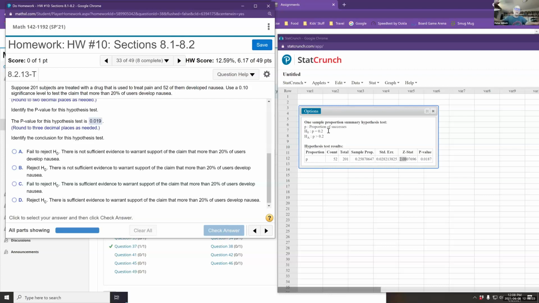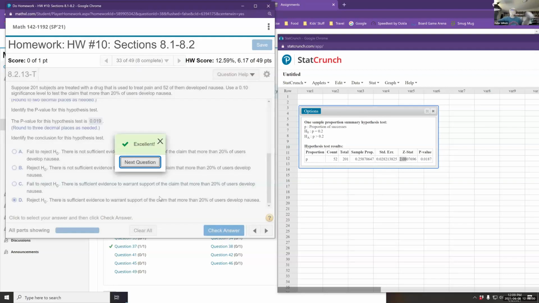So since we're rejecting that, this is therefore sufficient evidence to support the alternative claim, which was our claim, that the proportion is greater than 20%. So we want to pick that somehow. So the p was low, the null must go, so we reject the null, which is B and D. There is not sufficient evidence to support the claim? No. There is sufficient evidence to support the claim of more than 20%, because we're rejecting the null that it's 20% and supporting the claim of more than 20%. So that's D. And that's all I wanted.